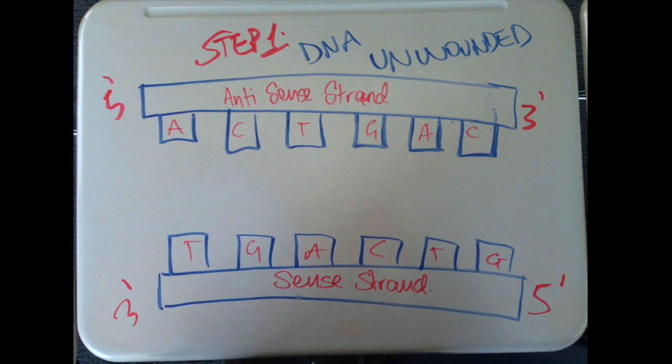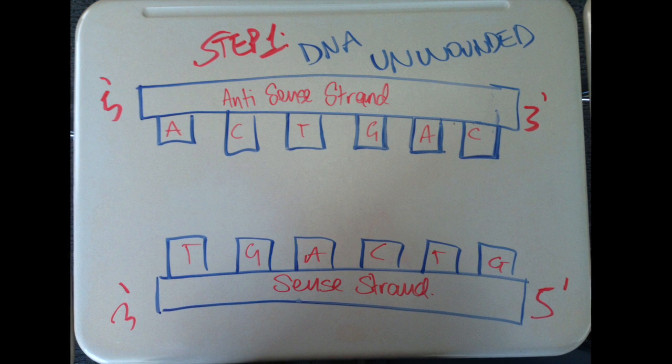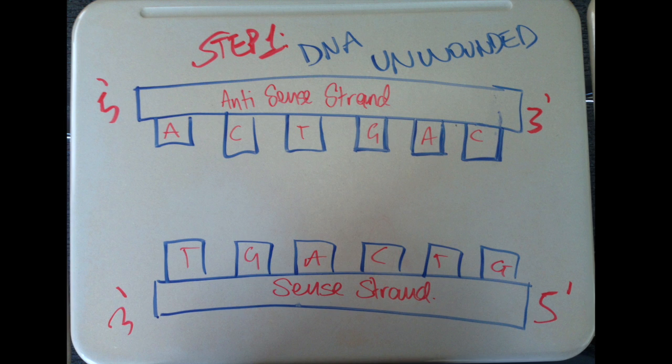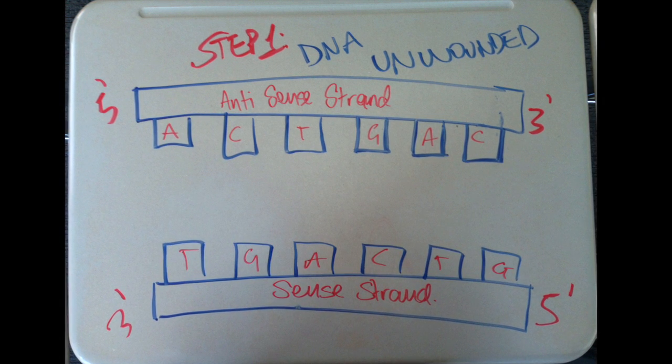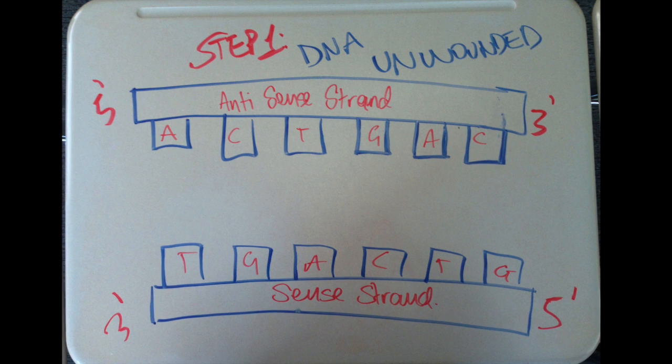In the first step of transcription, DNA is unwound by RNA polymerase. One of the strands is labeled as the antisense strand and the other one as the sense strand. One goes in the 5' to 3' direction, while the other one goes in the opposite direction.